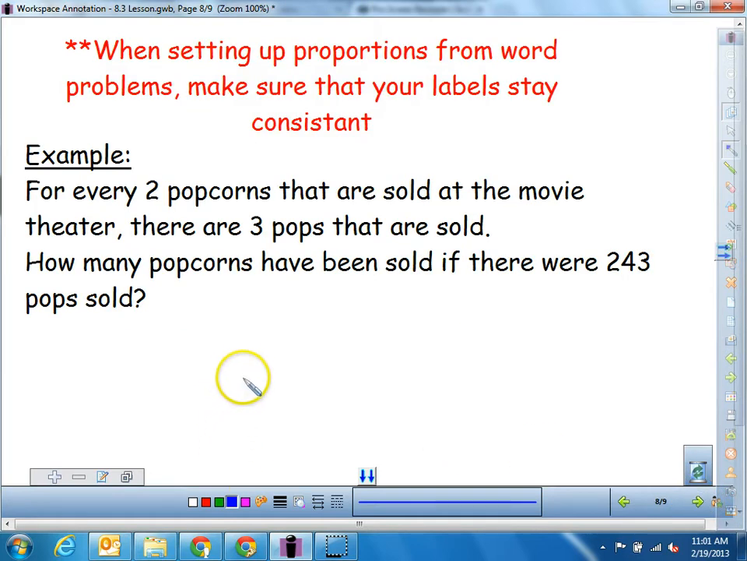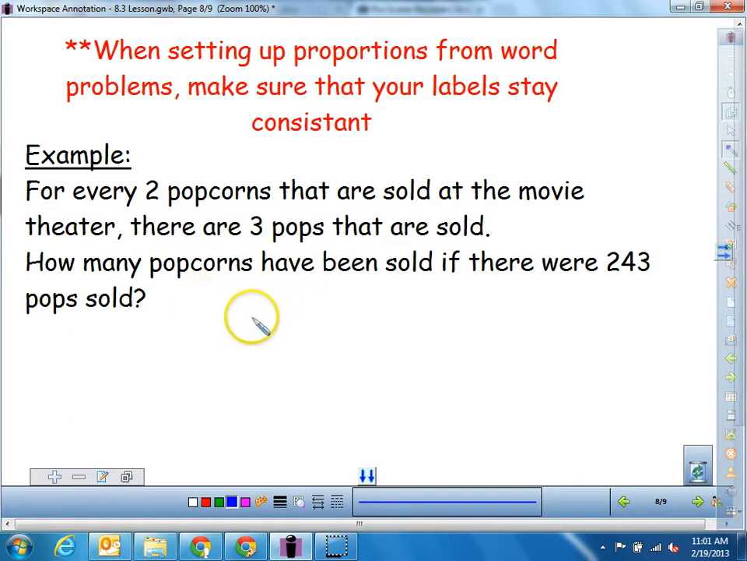All right, you're going to start having a little bit of word problems here, and I know they freak you out, but it's okay. What you really need to remember is that when setting up proportions from word problems, make sure that your labels stay consistent. So for example here, our problem is for every 2 popcorns that are sold at the movie theater, there are 3 pops that are sold. So that's just the ratio that for every 2 popcorns, they tend to sell 3 pops. So how many popcorns have been sold if there are 243 pops sold?